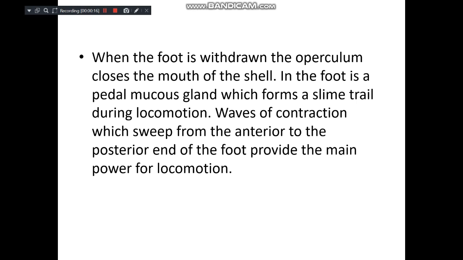In the foot, there are mucus glands, known as the pedal mucus gland, which forms a slime trail during locomotion. This you can see in most of the molluscans, including your gastropoda. When it moves, a mucus trail is left behind. A wave of contraction drives the locomotion. This wave of contraction starts from the anterior end to the posterior end of the foot, and that is the main power for locomotion.